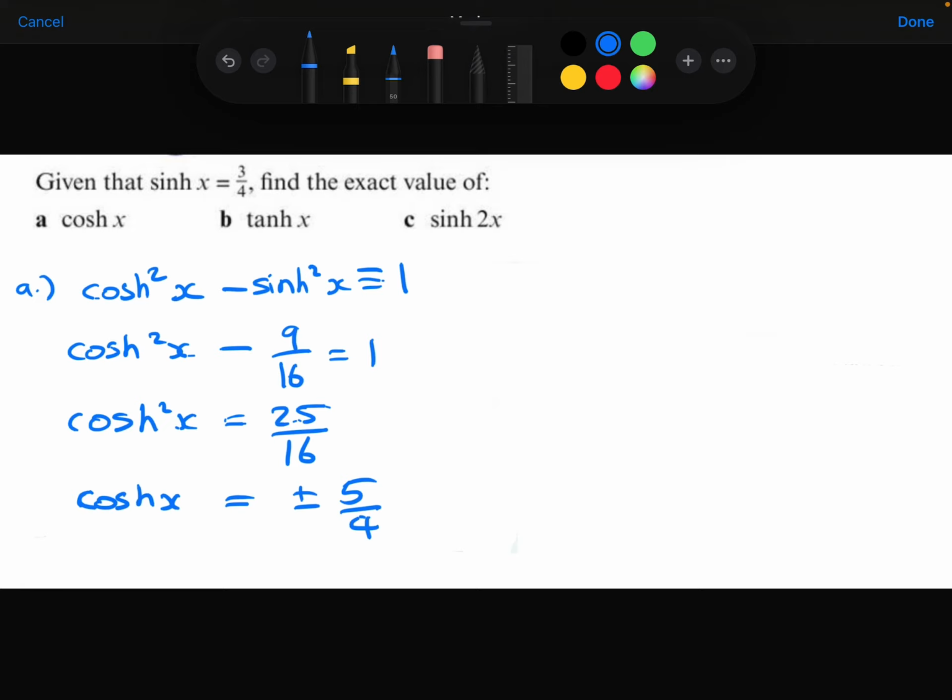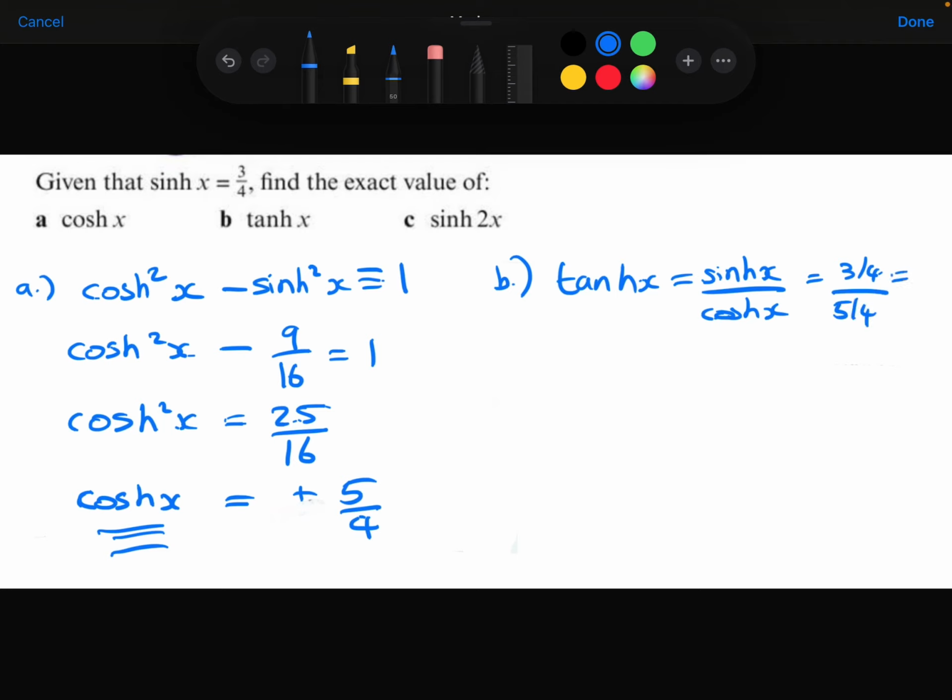But I do know that cosh is always positive. Remember, it's always bigger than 1. Remember our graph of cosh? It's always bigger than 1. So that means I can get rid of that negative. For B, tanh. Well, remember that tanh will be sinh over cosh. Sinh was 3/4, cosh was 5/4, so I'll get 3/5.